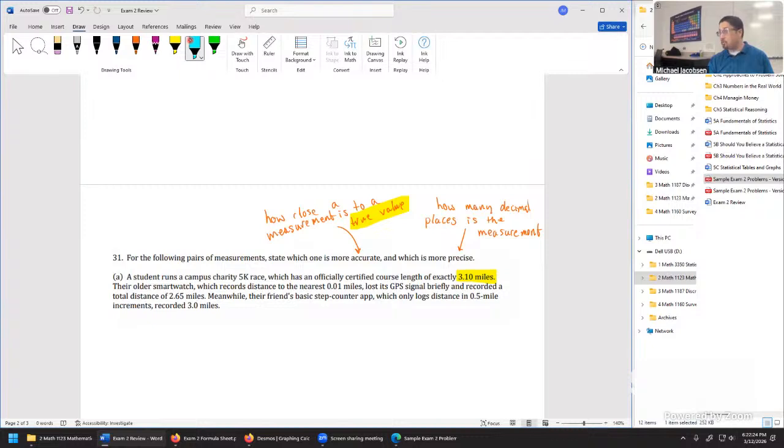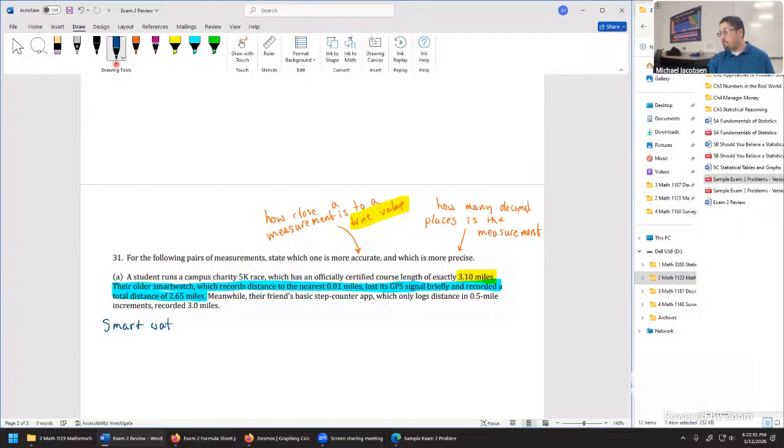There's two different quantities that we're looking into. We want to know which one's more accurate, which one's more precise, the basic step counter app versus the older smartwatch. So this kind of splits into two. Let's consider the smartwatch, which has that precision, recorded that total distance. So let's start with that one.